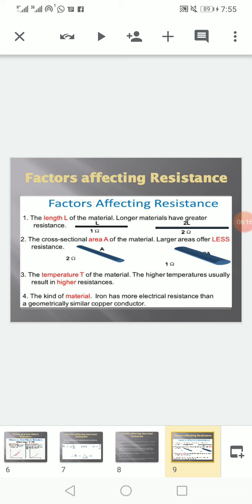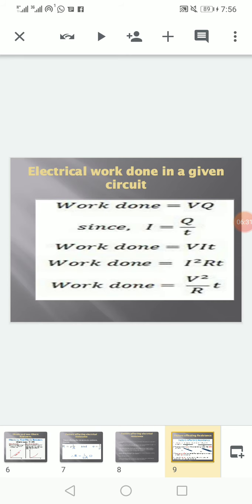The higher the temperature usually results in higher resistance. As the temperature increases, the resistance also increases. Now, the kind of materials. Iron has more electrical resistance than a geometrically similar copper conductor.